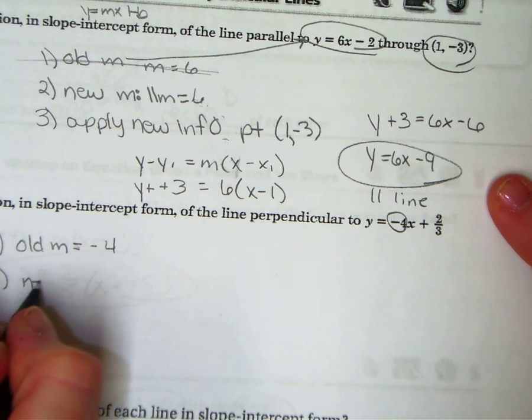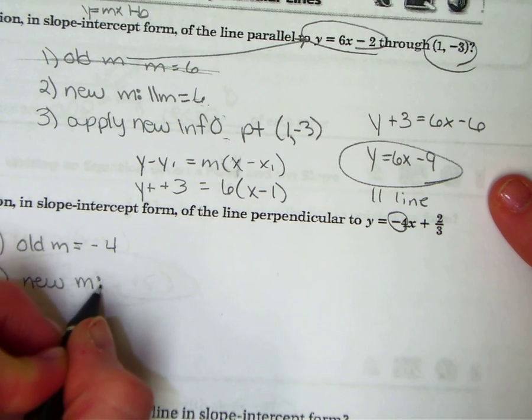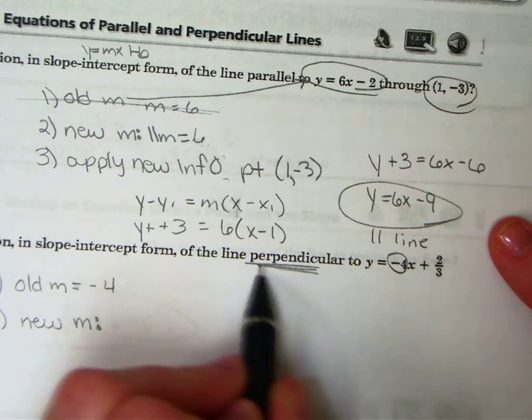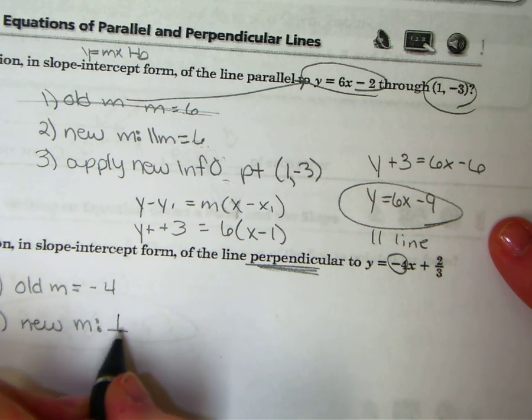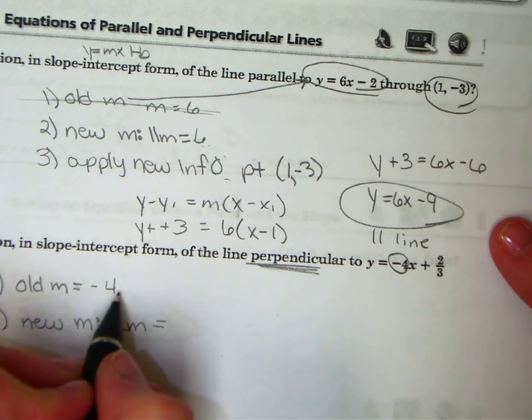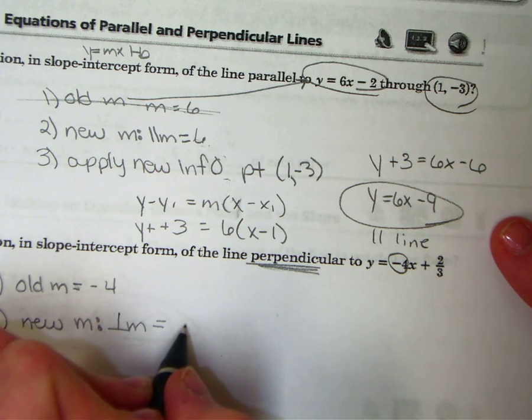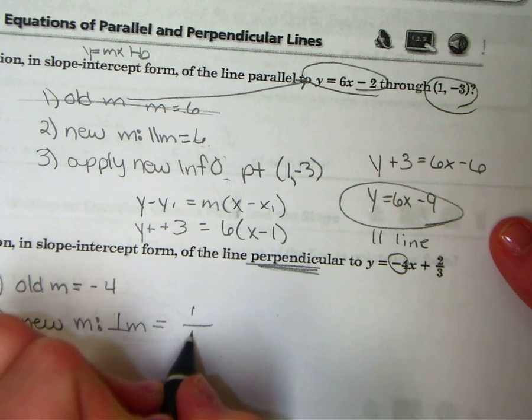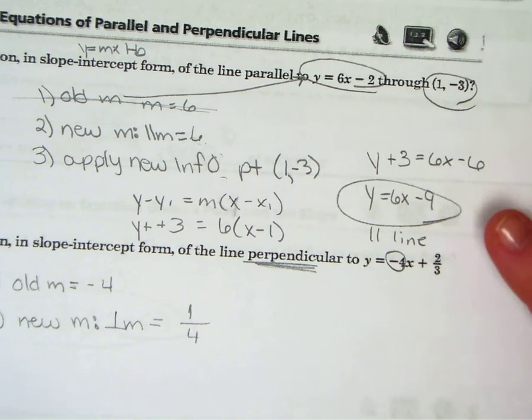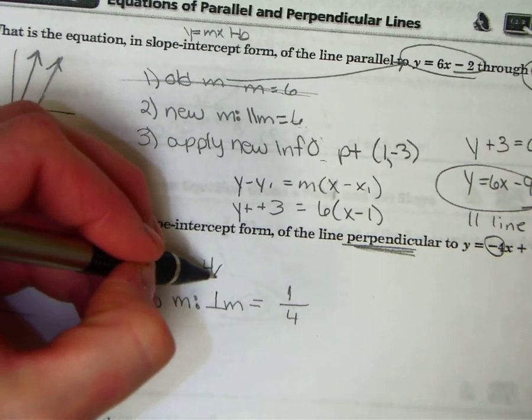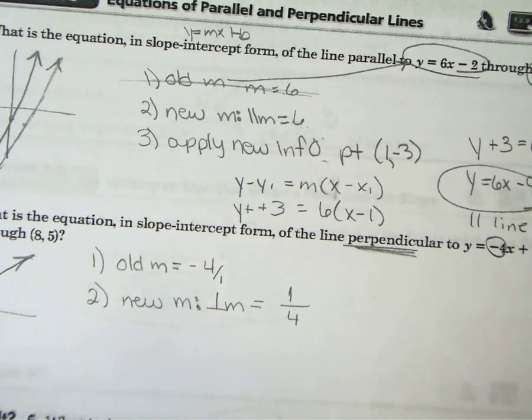Step 2 is your new slope. In this problem, we want a perpendicular slope. It's the opposite reciprocal. So the opposite of negative 4 is a positive. The reciprocal of 4 is 1/4. It's like you flip a fraction. So if you need help, that's really negative 4 over 1, so I flipped it upside down.